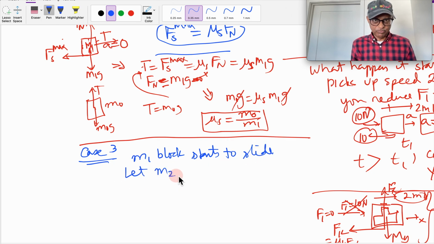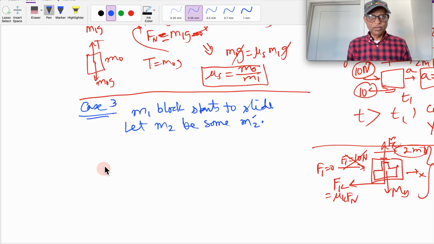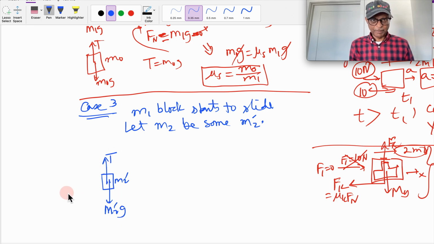Let M2 be some M2 prime. Okay, so these are all fixed. So now we work out, you are going to get for M2 prime, you are going to get M2 prime g, and you're going to get a tension. Okay, you're going to get tension, and acceleration 2 will be like that.